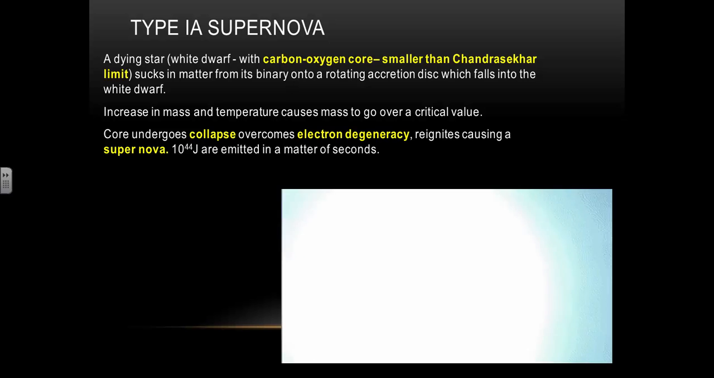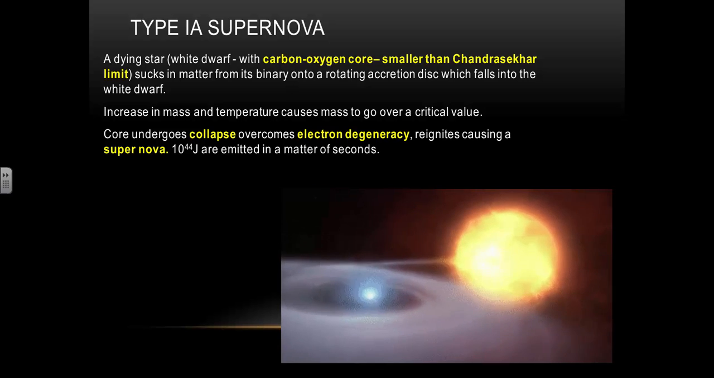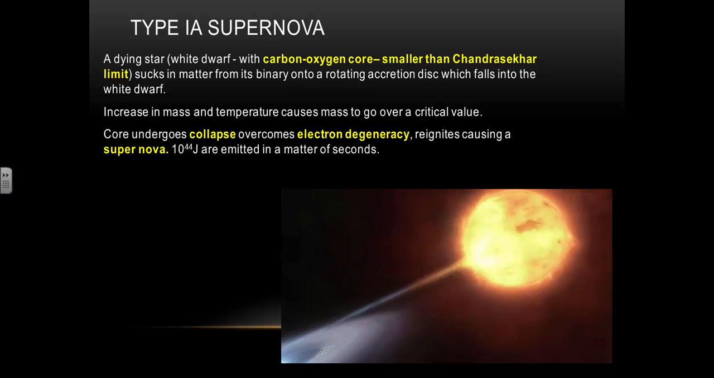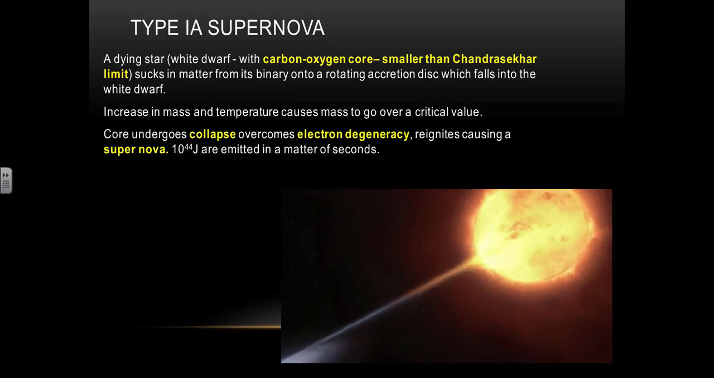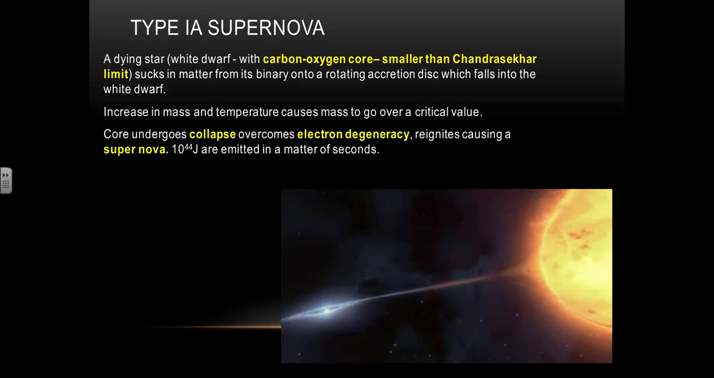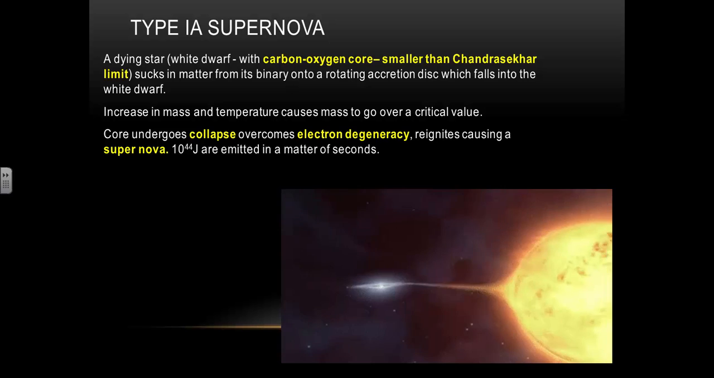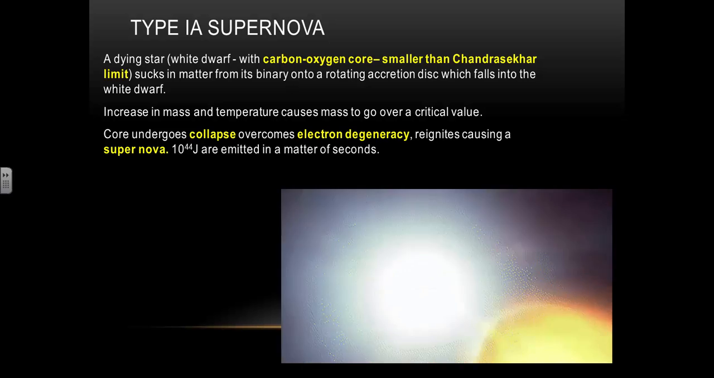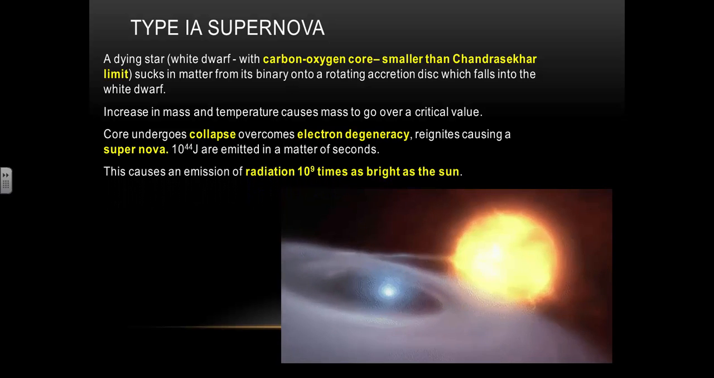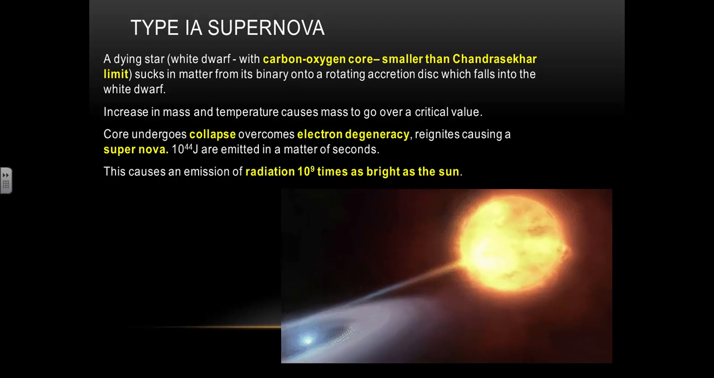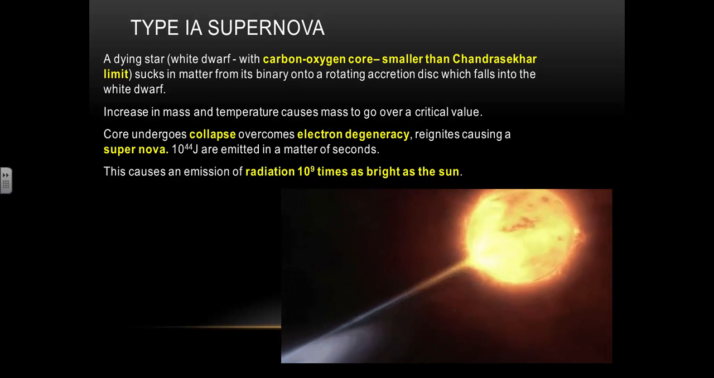So this then undergoes this collapse where it overcomes this electron degeneracy, which means that atoms basically get crushed into each other, and then this ignites the supernova, and then you have this massive explosion where approximately 10^44 joules are emitted in a matter of seconds. And this will cause an emission of about 10^9 times the brightness of the Sun.